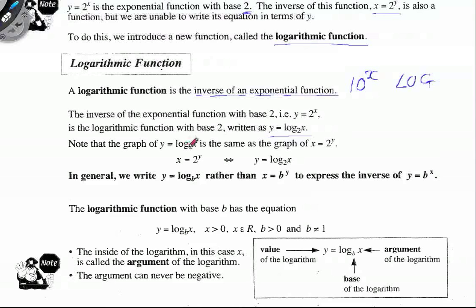Note that this graph, if we plot it on our calculator, is the same as the one above, this one here, when we took the reflection of y equals 2 to the x. So these are one and the same thing. Now, in general, we write y equals log x to the base b rather than x equals b to the y if we're going to express the inverse of this. Again, we want to express it, solve for y.